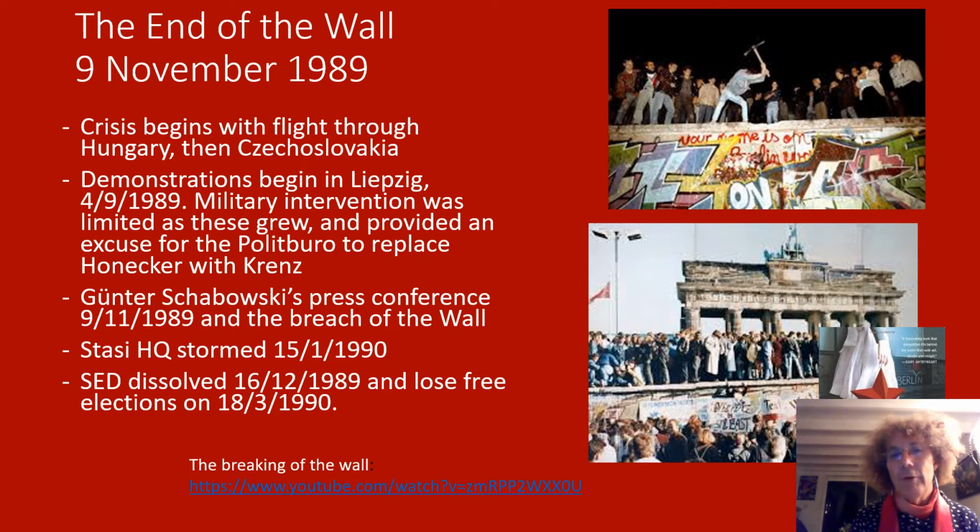Krenz and his comrades decided to issue a change in the movement regulations for East Germans. One of the members of the Politburo, Gunther Schabalski, then either deliberately or incompetently held a press conference on the 9th of November 1989, which just coincidentally was the 51st anniversary of Kristallnacht. And he gave the impression, effectively said, that these movements would be allowed immediately.